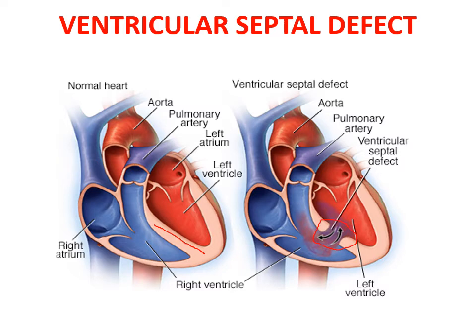In this case also there is a left to right shunt, because the pressure of blood in the left ventricle is more than the pressure of blood in the right ventricle. From the higher pressure to the lower pressure, the blood will flow. Therefore there is a left to right shunt through the ventricular septal defect. So this is known as what? The ventricular septal defect.